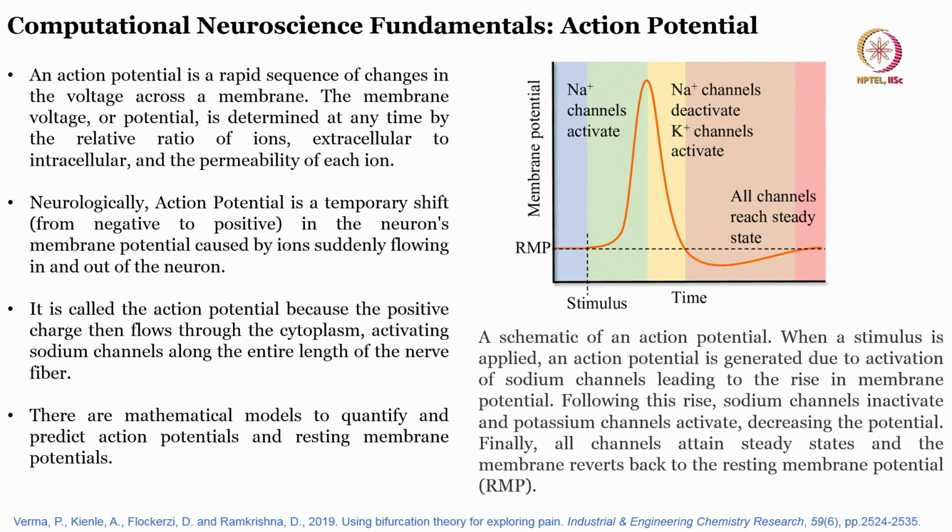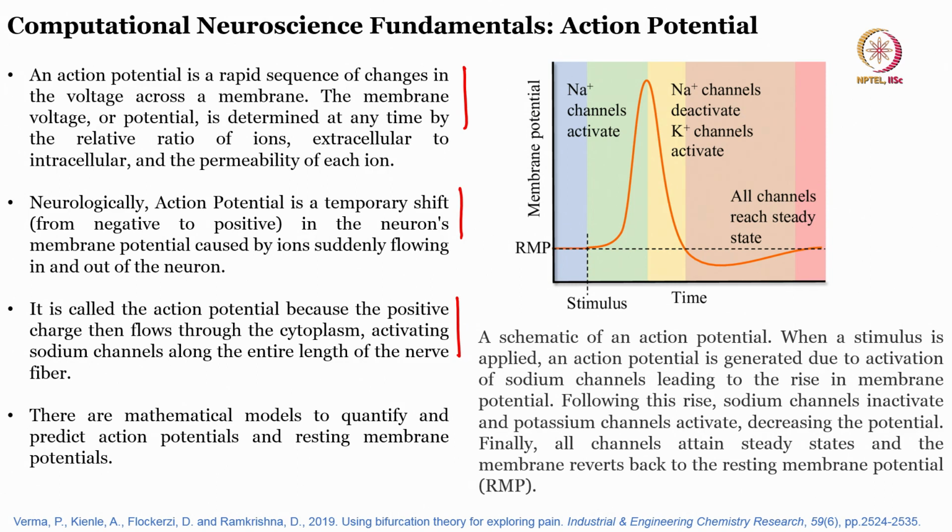If you see the left side, let us read three or four paragraphs. The first one says that an action potential is a rapid sequence of changes in voltage across the membrane, right? We have just seen that there is a change in the potential: the negative ions go towards the positive, the positive go to negative, and the membrane voltage or potential is determined at any time by the relative ratio of ions, extracellular to intracellular, and the permeability of each ion.